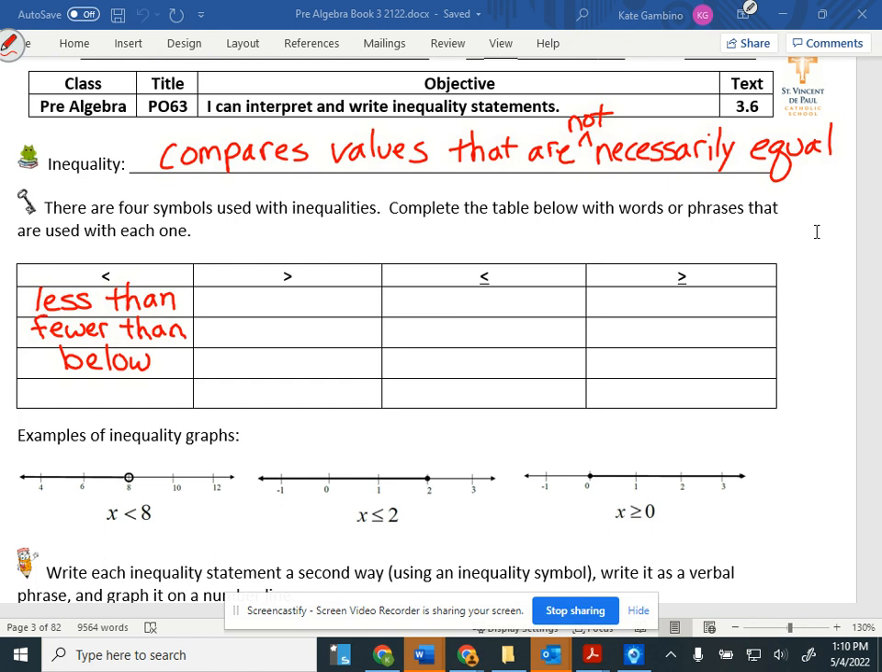Let's look at our next one. If this was less than, what would this one be? Greater than. I heard somebody else say more than. More. Above. 5 is above 4. 5 is greater than 4. 5 is more than 4.